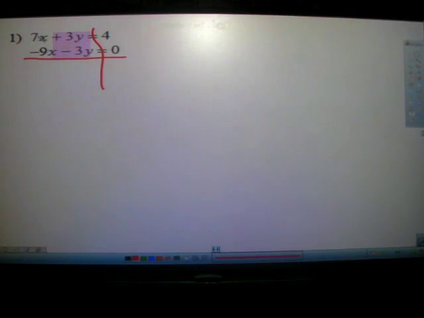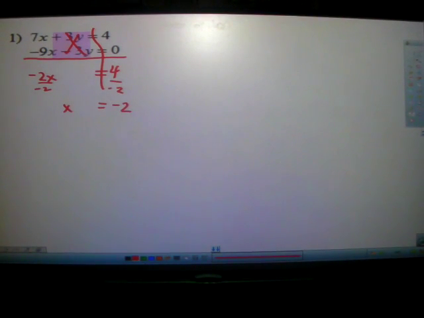Okay, so 7x plus negative 9x is negative 2x. 3y plus negative 3y is 0. 4 plus 0 is 4. And I have a one-step equation. So I divide both sides by negative 2, and x equals negative 2.